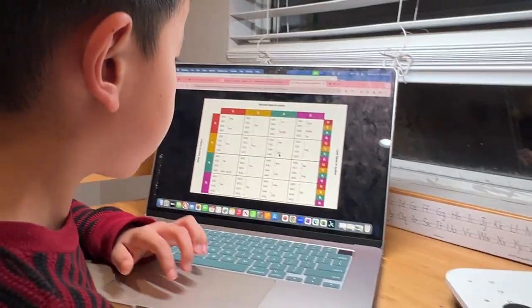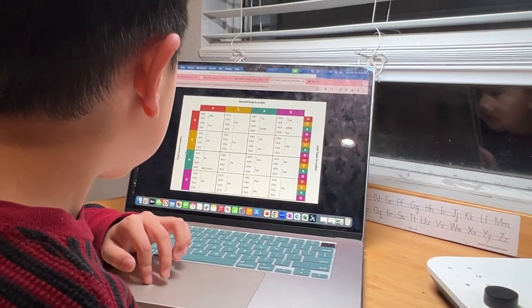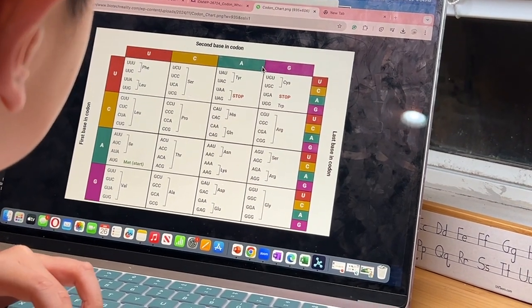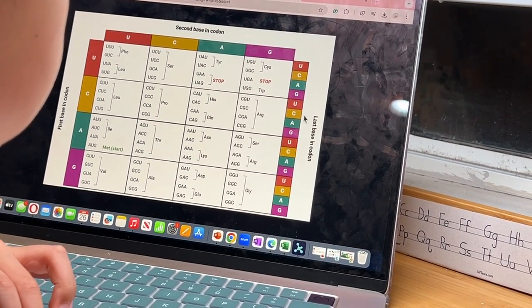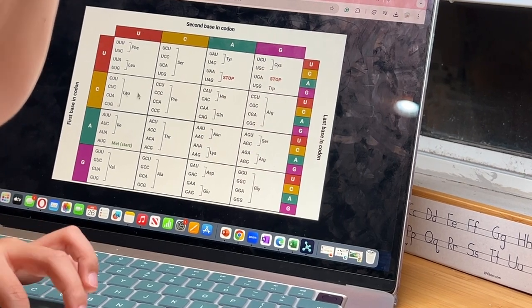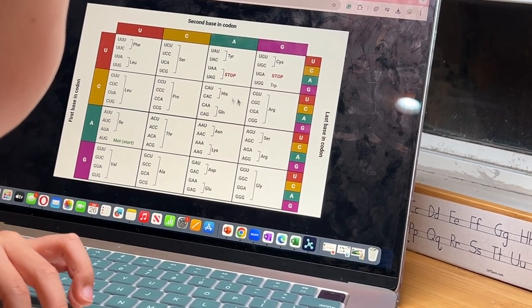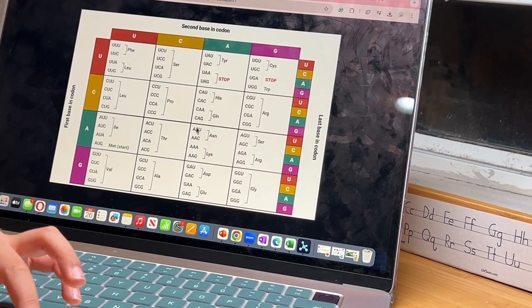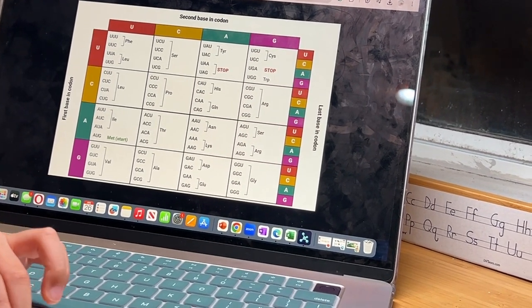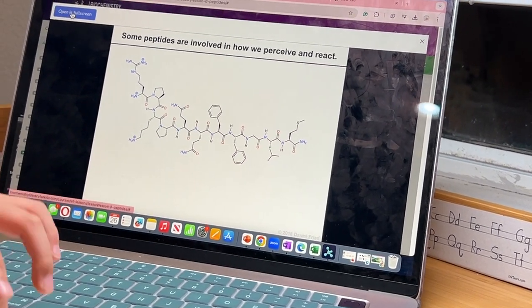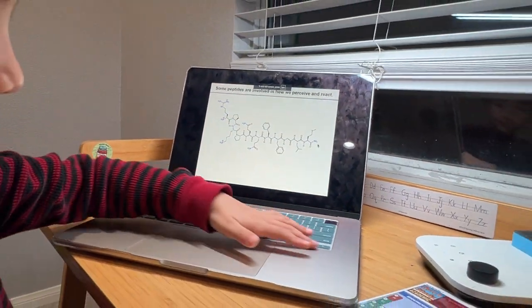Okay, this is kind of unclear, but for the first base, let's do C. The second base, let's do an A. And then the third, let's do a C. So it's CAC. What's that? Well, CAC is histidine. You can see CAC is histidine. So we'll study more of the genetic stuff in later episodes.